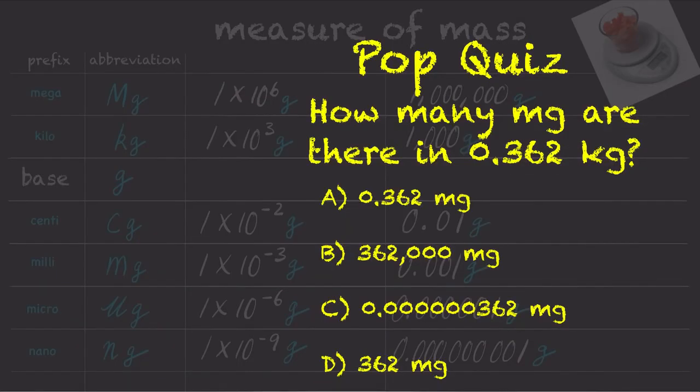How many milligrams are there in 0.362 kilogram? A. 0.362 milligram. B. 362,000 milligram. C. 0.000000362 milligram. D. 362 milligram.